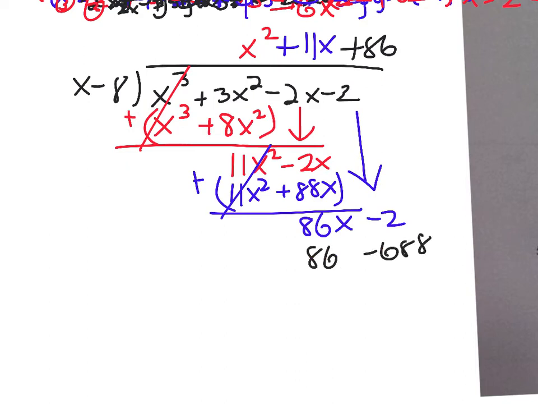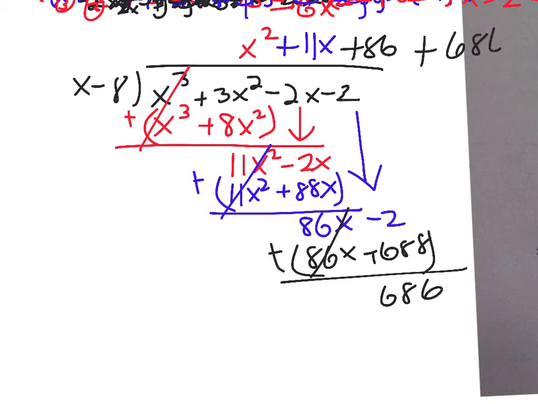And I have 86x here. Subtract. So when I subtract, I have 86x minus 86x is 0. Negative 2 minus negative 688, that's plus plus. That becomes positive 686. So I have a remainder. Right? So my remainder would be 686 over x minus 8. So since there is a remainder, then x minus 8 is not a factor.